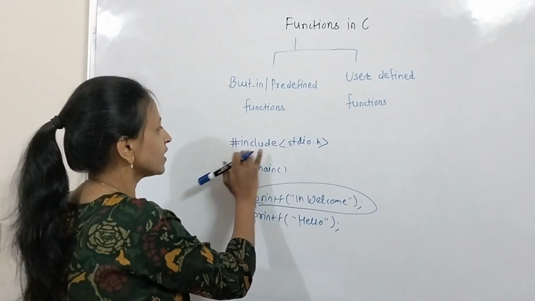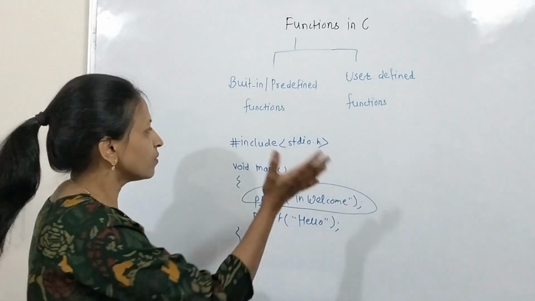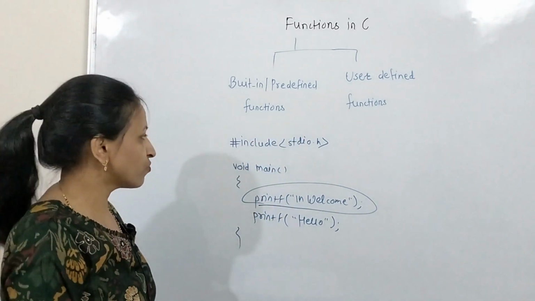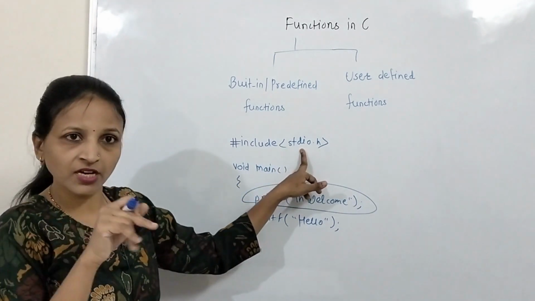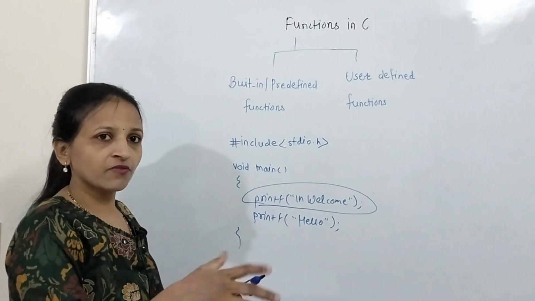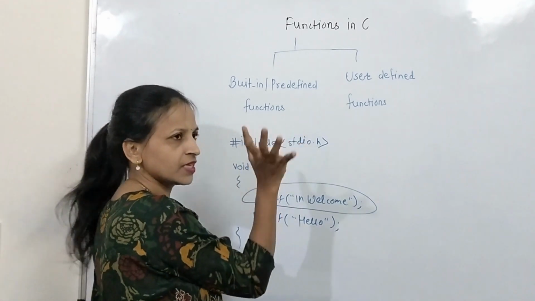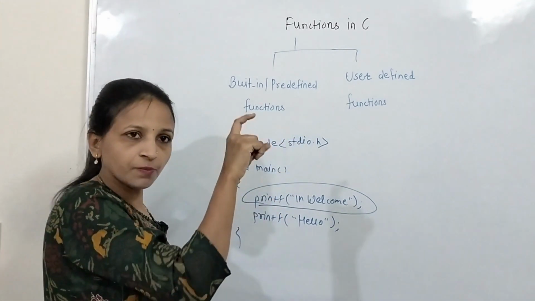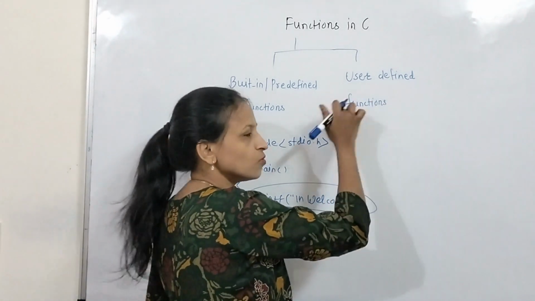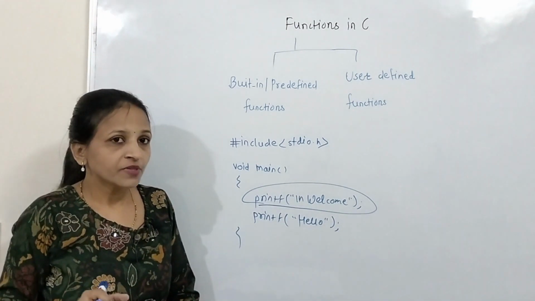Whenever we write hash include stdio.h, whatever contents of that stdio.h will come here. This is just a preprocessor directive. Before compilation, whatever contents of stdio.h will come here. The preprocessor will copy those contents of stdio.h and paste them here. Now in that there is a printf function defined. Whenever we write this, control will go there to that printf function and will execute that part.